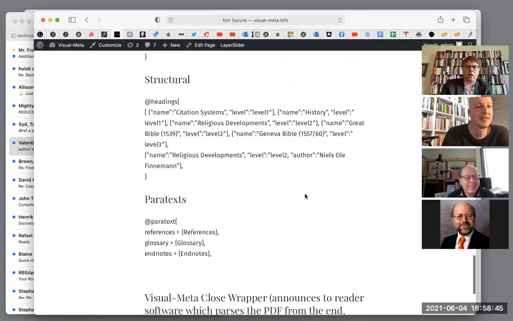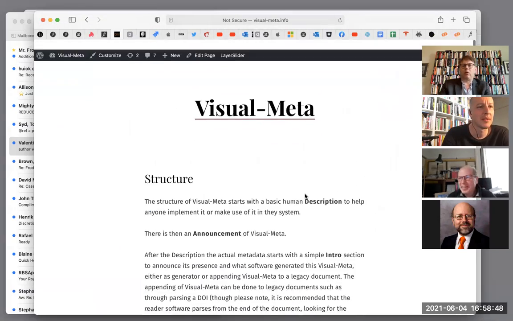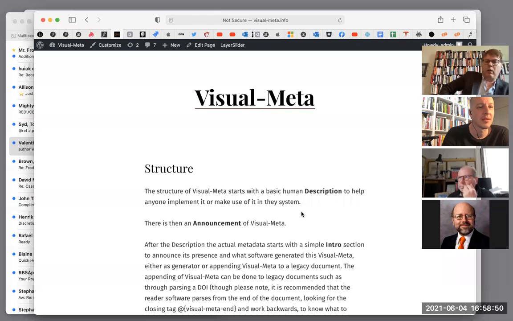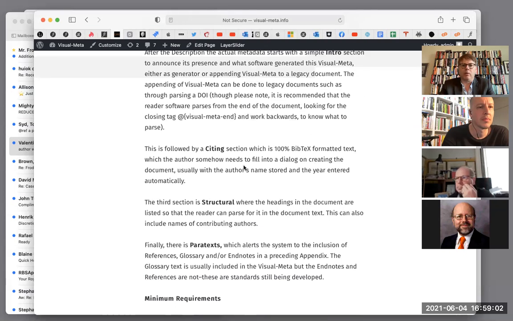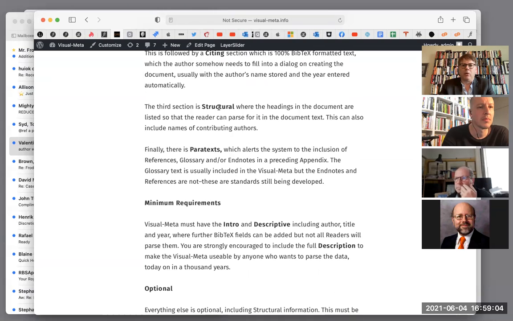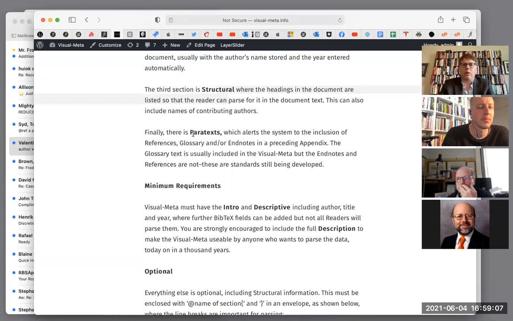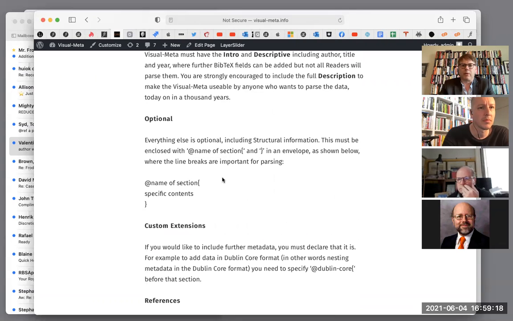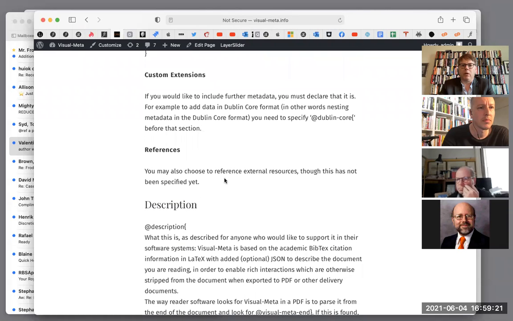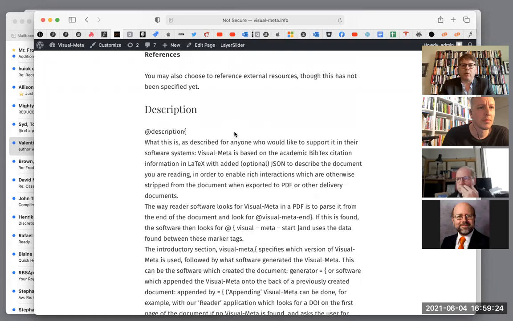I think this is correct now, at least in terms of the flow. So we start with a basic human description, followed by the announcement of Visual-Meta. That's got then the intro of the versioning and so on, the citing, which is BibTeX, structural, which is currently in JSON, and then finally paratext, like references, glossary, and all of that stuff. Then we have minimum requirements. Visual-Meta must have intro and descriptive. Optional is custom extensions and so on, external references, and then we go into the example, right?